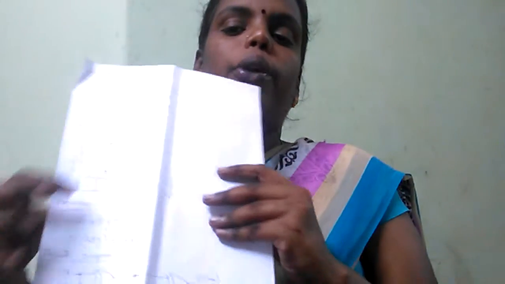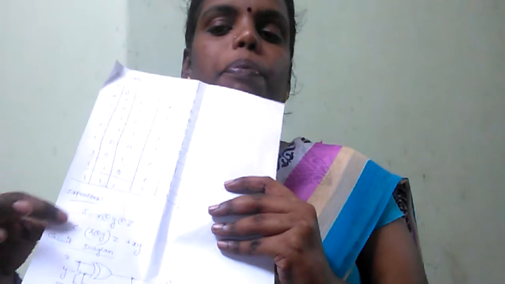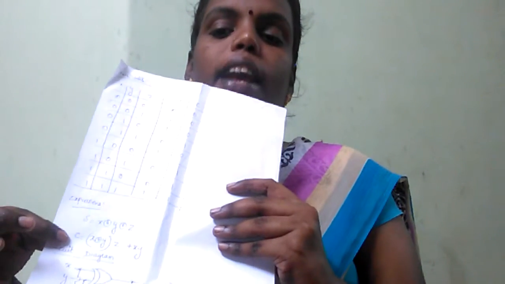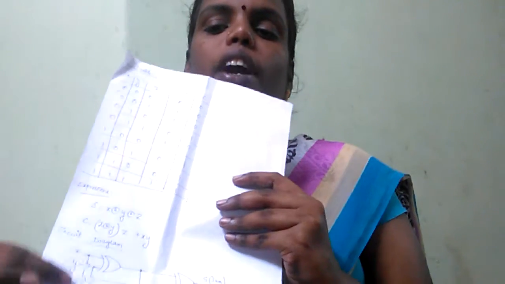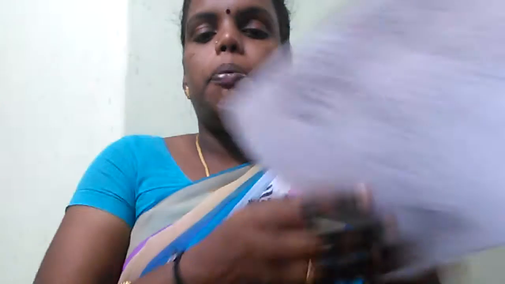From this truth table, you can derive the expressions for the sum and carry. This is the expression for sum and this is the expression for carry. From these expressions, you can draw a circuit diagram for the full adder. Next, we move on to the subtractors concept.